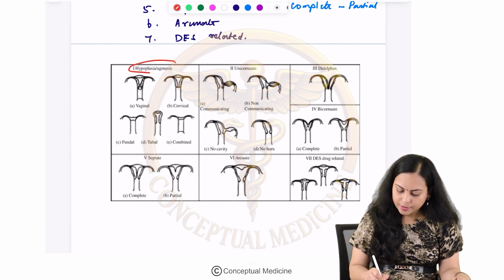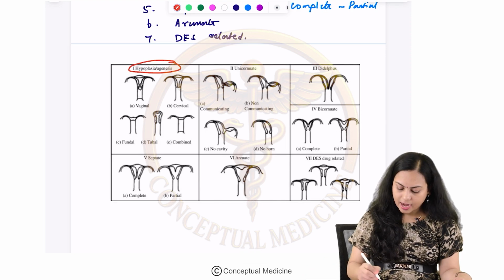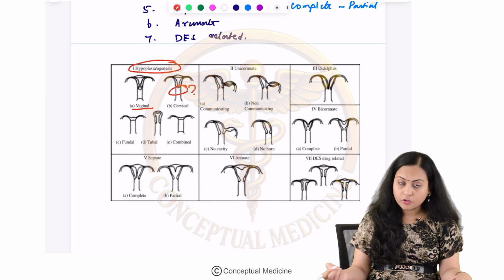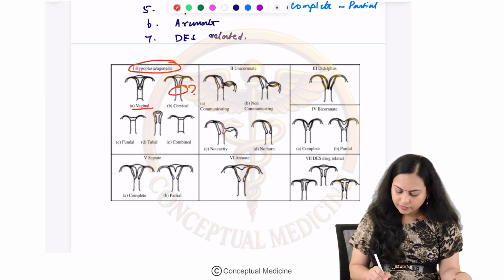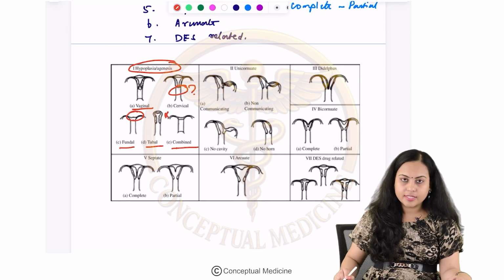So we have the hypoplasia or agenesis, and this can be present at the level of the vagina. So vaginal agenesis is there, and then cervical agenesis, where you are not able to find the cervix. Then you have fundal agenesis. See how the uterus fundus is there, then the tubes are not found, and combined anomalies can also be there.